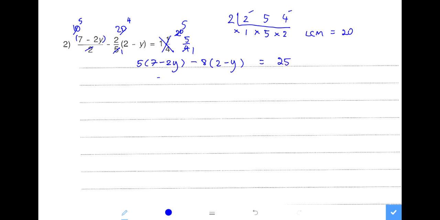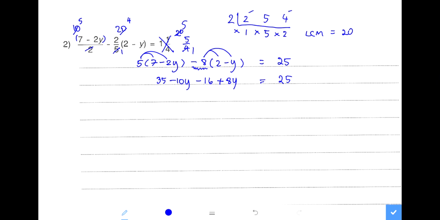You have to do the math. 5 times 7 is 35. 5 times 2 is 10. Minus 8. Be careful about this one, okay? Don't forget the sign, don't forget this negative sign. Negative 8 times 2 is negative 16. Negative 8 times negative y is positive 8y. And this is just 25.